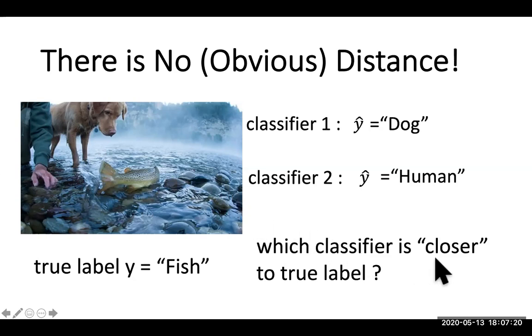So which classifier is better here? There is no distance measure. Like in regression, where we had numeric labels, we could say that a prediction 11 is closer to the true label 10 than a prediction 100. But here we don't have it. So this makes us think about other loss functions than in prediction or regression problems.